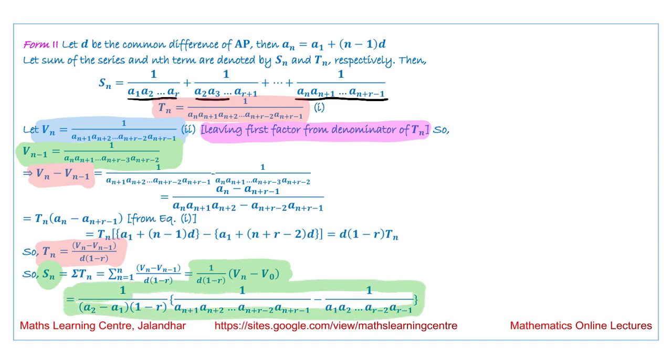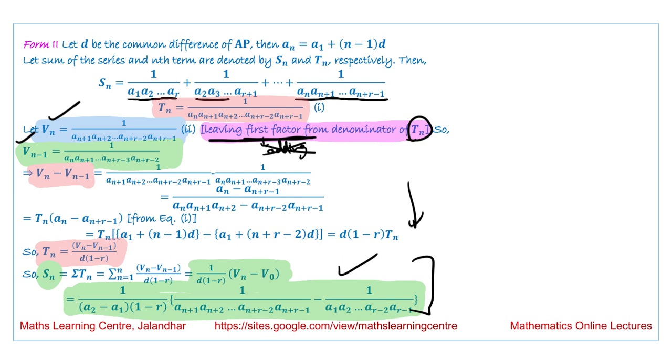obtain in this case. So the only difference is that when we are talking about the sum of these terms, we were writing Vn by adding a term over there, but in this case we are not adding the term. We are leaving the first factor from the Tn, and we obtain Vn, we calculate the value of Vn minus 1. The rest of the procedure is the same, and we obtain the sum by using this formula.